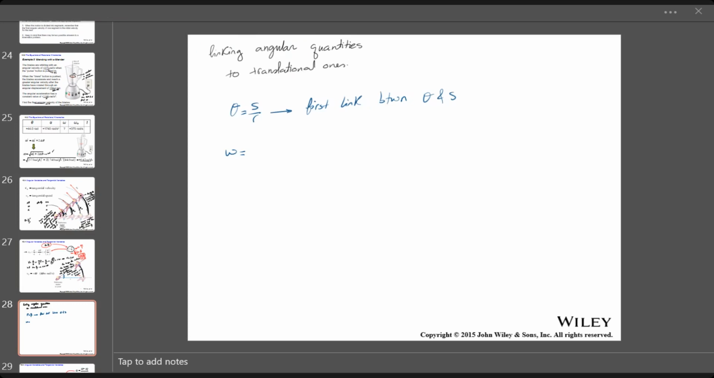Excellent, Adam. So this is our formula, delta theta. Usually we substitute theta itself over delta t. Let's substitute theta here. We will get s over r delta t. Adam, what do you think we can do with this formula next?